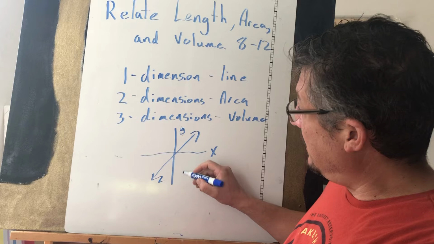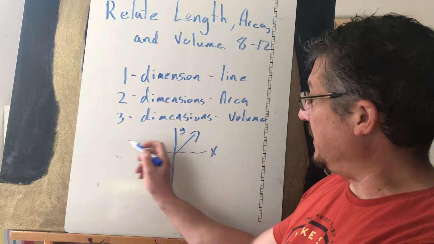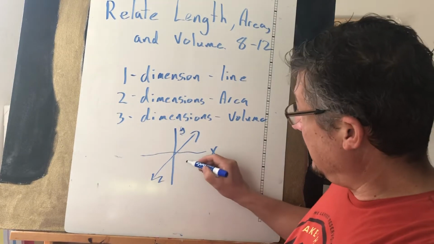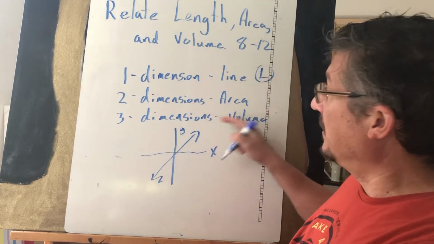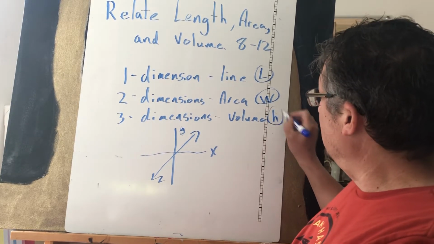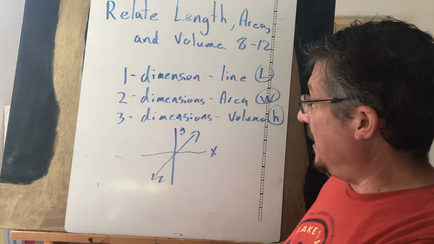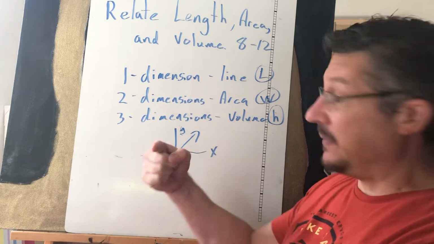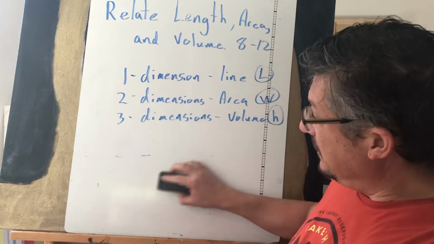For 1 dimension, I need to know what's going on in 1 direction, X. That's a line. With 1 dimension, you have length. 2 dimensions, you have length and width. 3 dimensions, length, width, and height. You can graph it using Z coming straight out, Y going up and down, and X going this way. We can graph all 3 of those things.